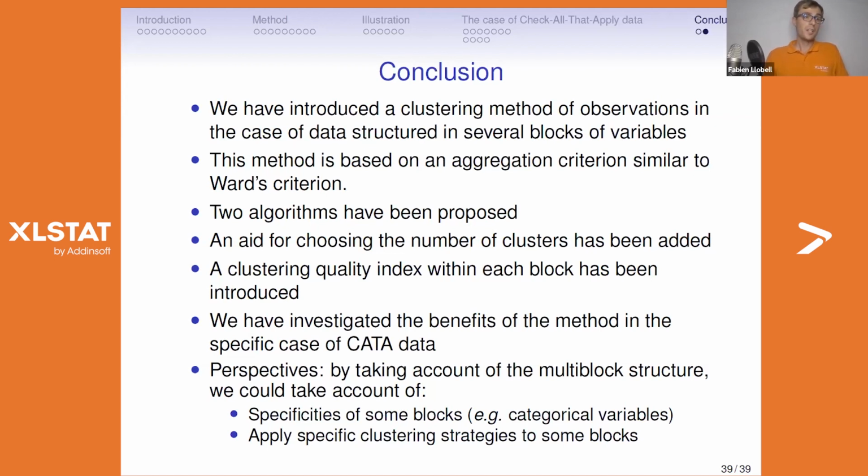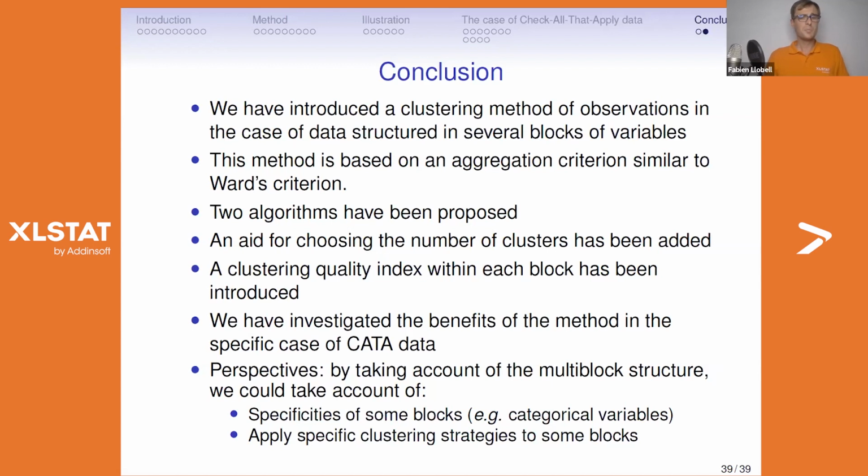We also adapted two of the well-known indices to help with the choice of the number of clusters. We propose a quality index to see which block is well represented by the cluster solution and which block is not. We have investigated the benefits of the method in the specific case of check-all-that-apply data.